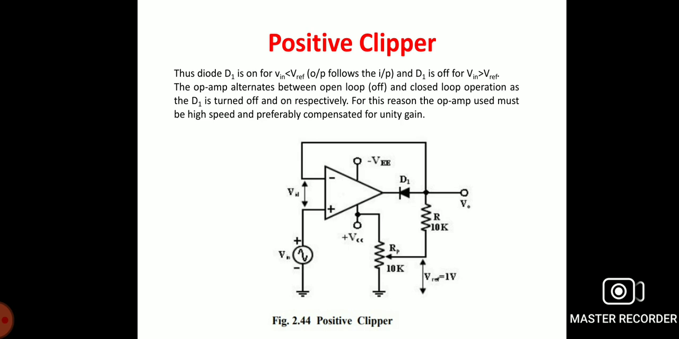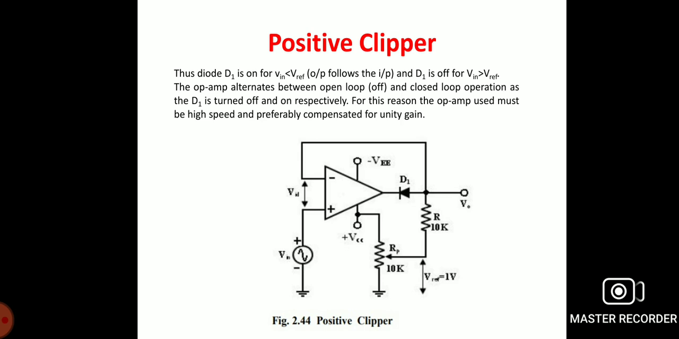The operational amplifier alternates between open loop and closed loop operation as D1 is turned off and on respectively. For this reason, the op-amp used must be high speed and preferably compensated for unity gain.